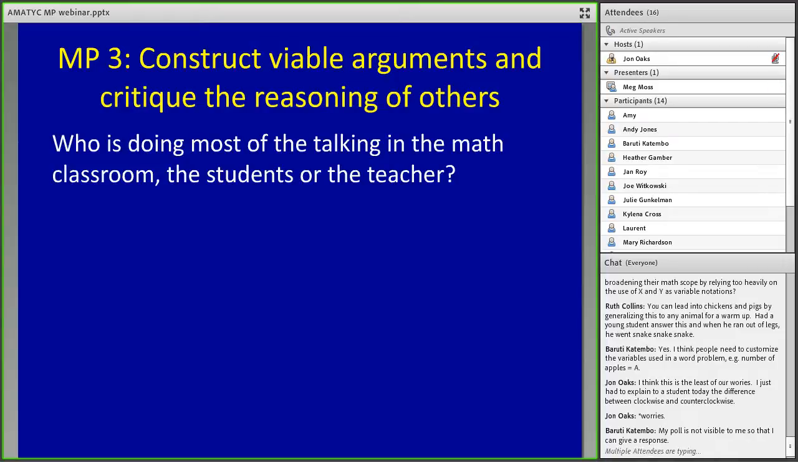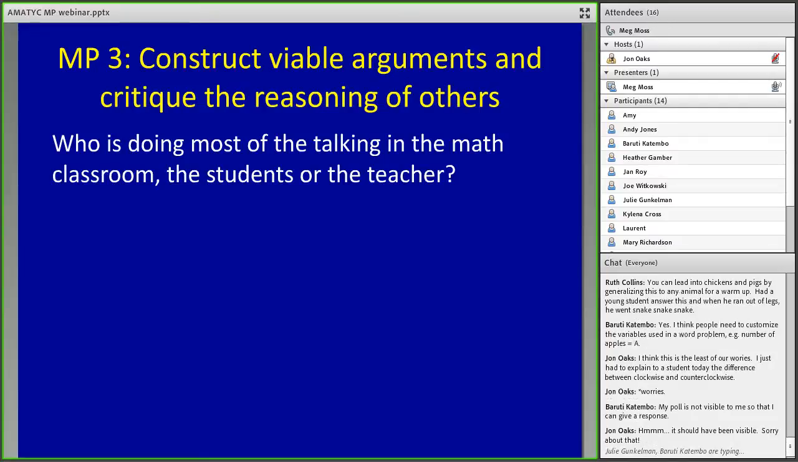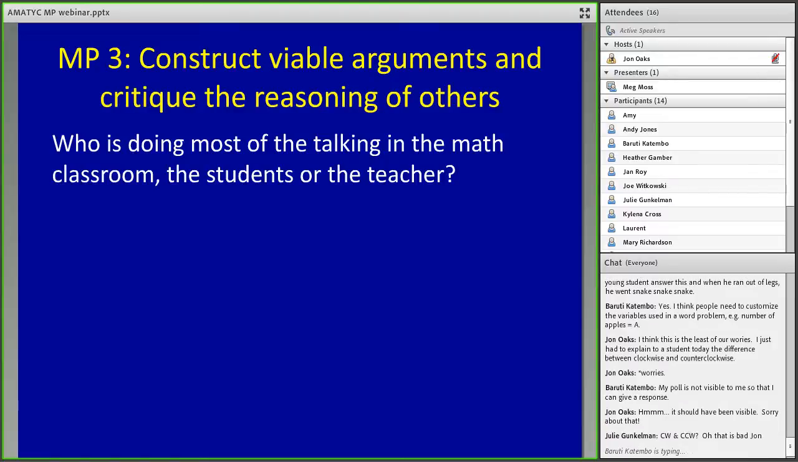One question that I often think to myself with this one is, who is doing most of the talking in the math classroom? Is it the student or is it the teacher? If the teacher's doing most of the talking, then they're not going to have an opportunity to construct these arguments and critique the reasoning of others. I read one time that right now students do 20% of the talking and teachers do 80%, and ideally we need to flip-flop that.